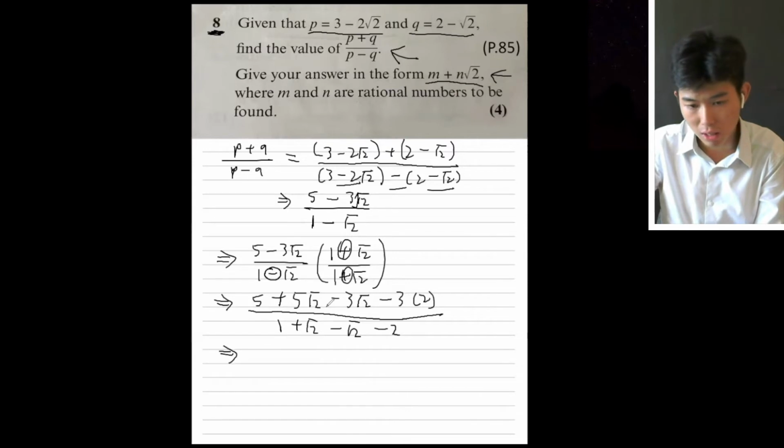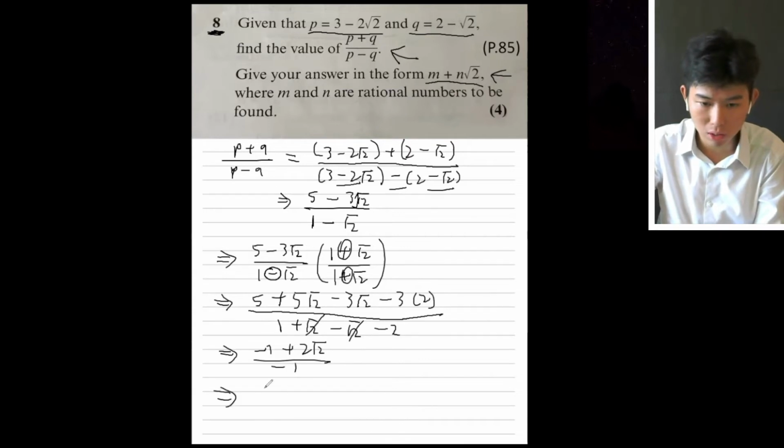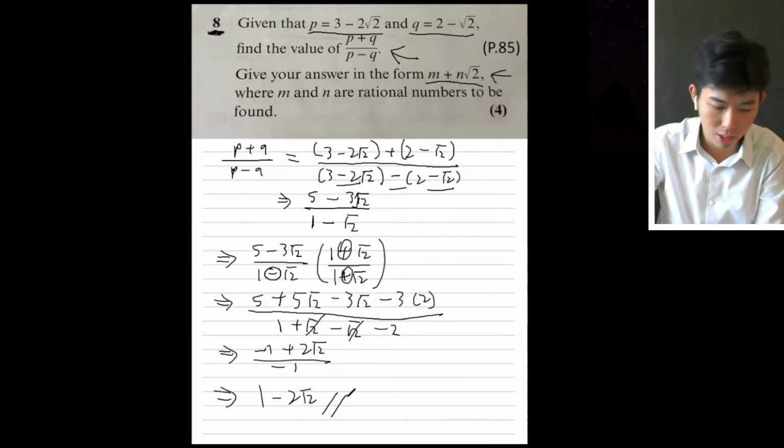Therefore, as you can see, here's the reason. Root 2 minus root 2 would be cancelled out. So the answer would be 3 times 2 would be 6. So 5 minus 6 would be equal to minus 1. Plus 5 minus 3 would be equal to 2 root 2 over 1 minus 2 would be equal to minus 1. So the final answer would be minus 1 divided by minus 1 is 1, and minus 2 root 2, and this would be the answer.